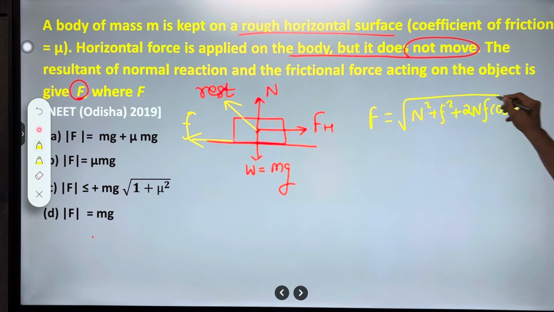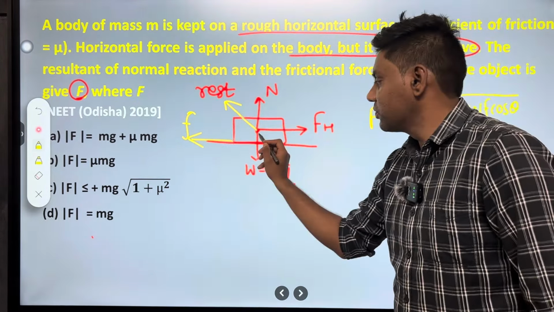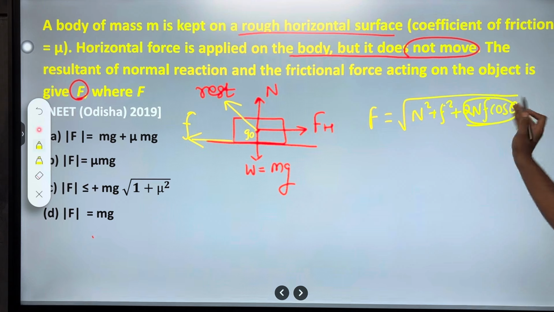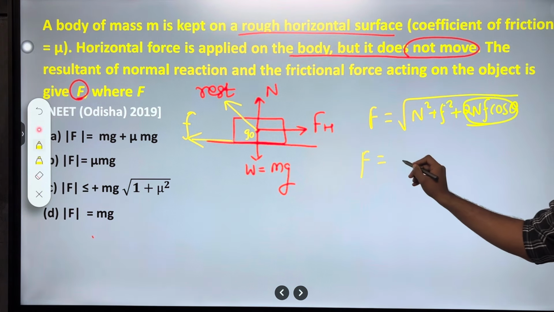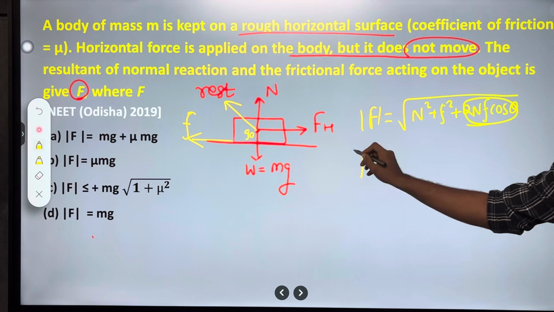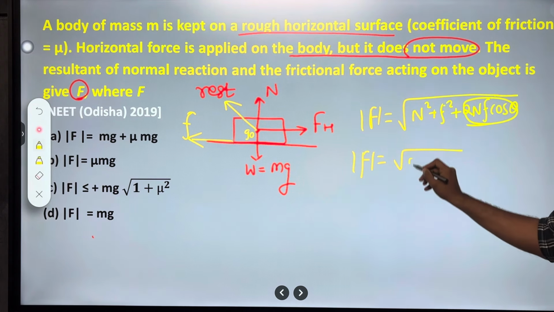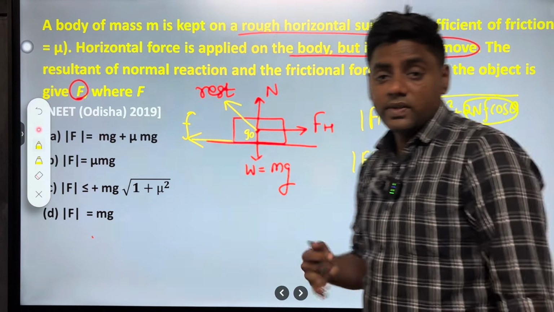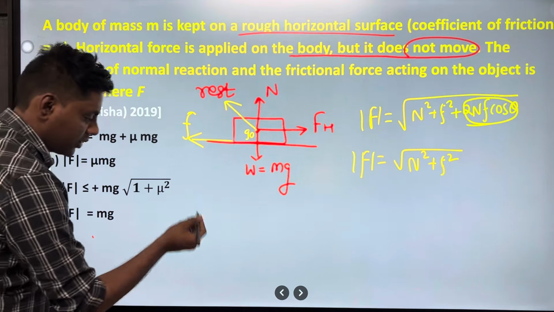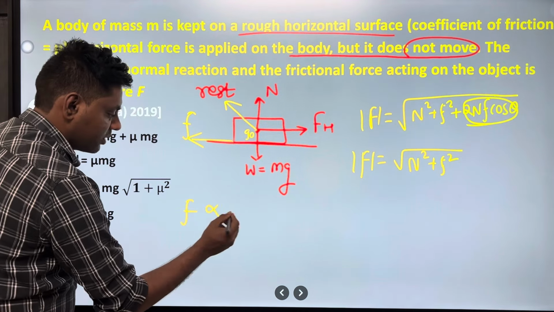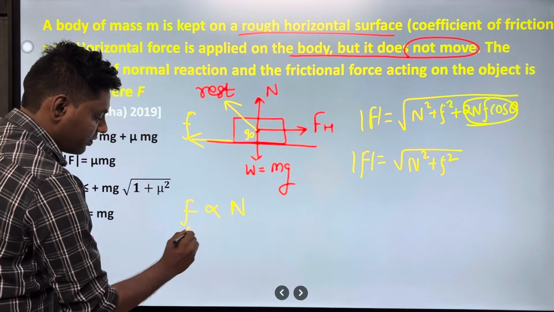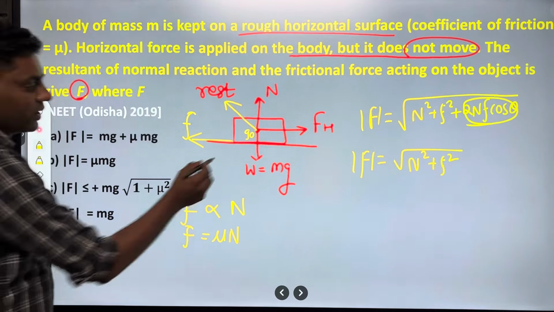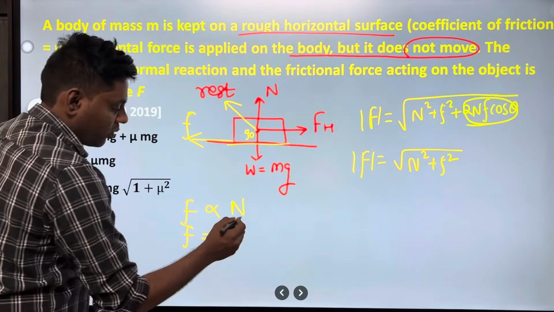What is the angle between them? Between the normal and frictional force, the angle is 90 degrees. Therefore cos 90 degrees is 0, so that term will be completely 0. So the resultant force, in terms of magnitude, is under root of N square plus f square. As we already studied in 11th, frictional force is directly proportional to the normal reaction. Then frictional force f equals mu into N, where mu is the coefficient of friction between the surface and the block.